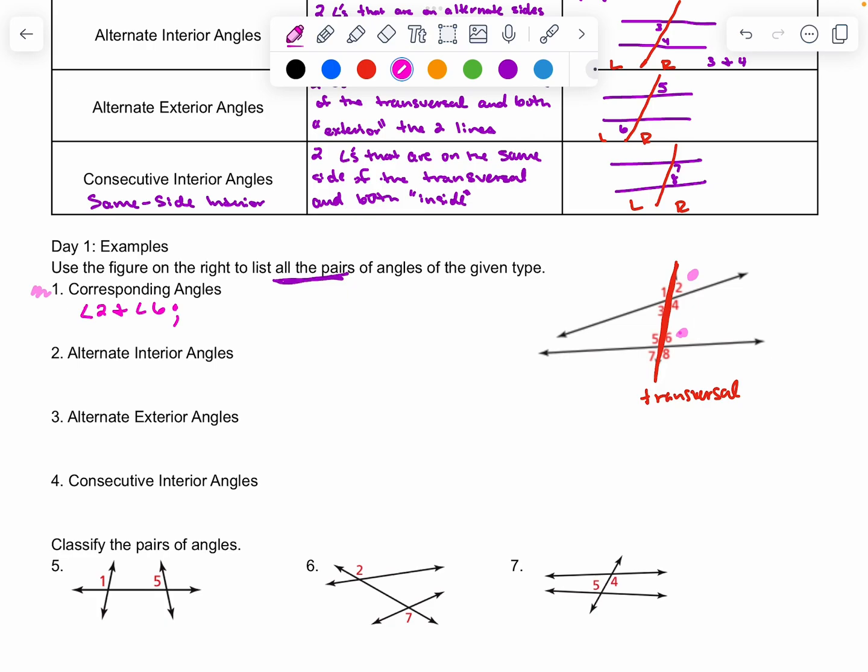So I went top right. Let's go bottom right. That would be 4 and 8. So notice every time I have to have that angle symbol in front of the number, just FYI. Let's go top left. That'd be angles 1 and 5. And then bottom left would be 3 and 7.